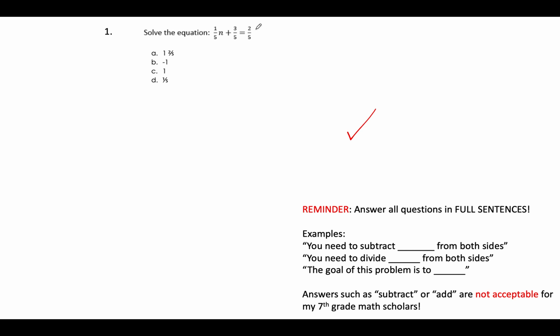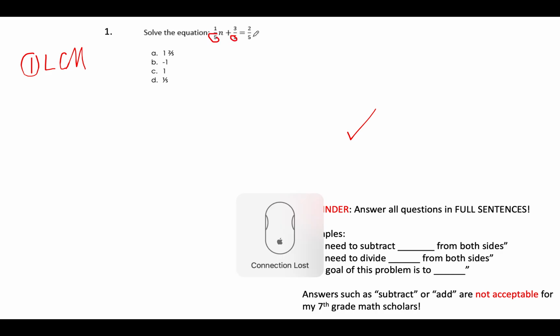Hi everybody, today we're working with solving equations with fractions, and we learned a tool on how to make it easier to solve. So the key, step one, is to find the least common multiple of our values. In this problem, it would clearly be 5, because that's the only value that we have in our denominators.